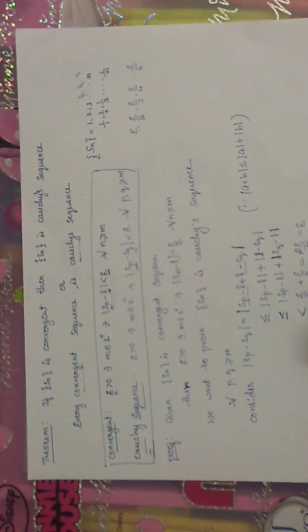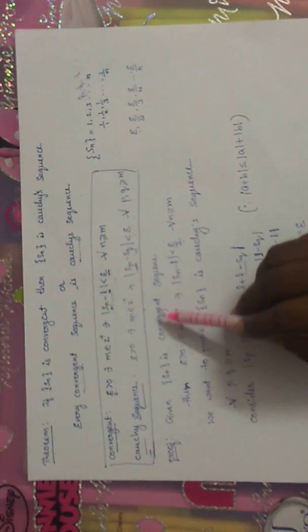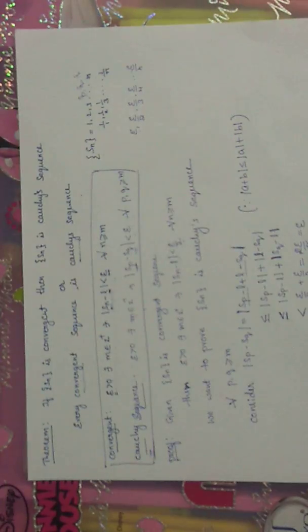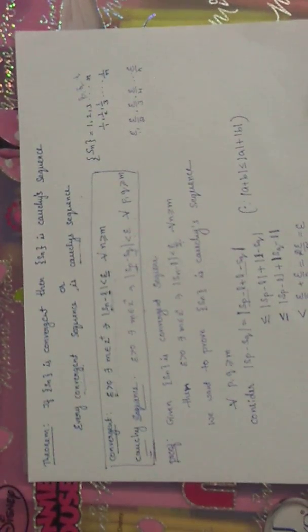So therefore mod Sp minus Sq is less than epsilon. Therefore, we can say it is a Cauchy sequence. So I have taken a convergent sequence and got that Cauchy's condition is also satisfied. So I can write it as: every convergent sequence is Cauchy sequence.